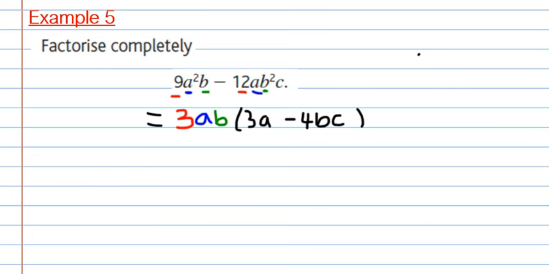Now I have factorized this expression. And you can always check back your answer if you are right or wrong. Okay, 3 times 3 is 9. A times A is A squared. And then I have the B.